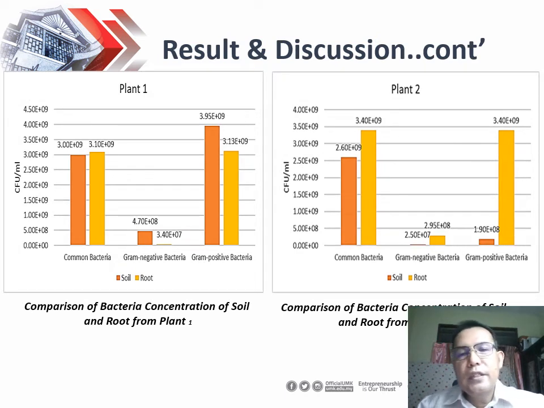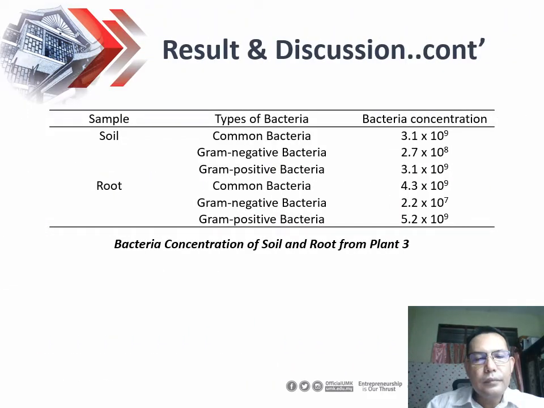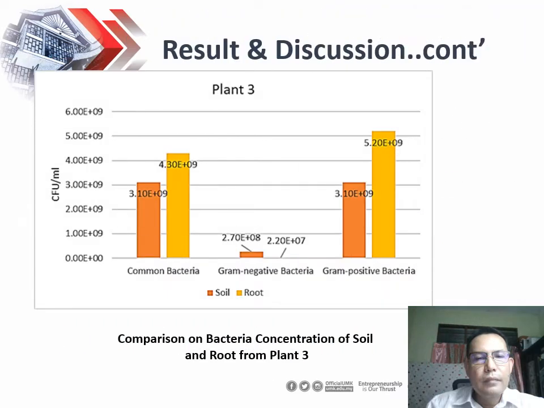Result and discussion continue. For comparison, the diagram shows the comparison of bacteria concentration of soil and roots from plant 1, and the comparison of bacteria concentration of soil and roots from plant 2. Next is the result for bacteria concentration of soil and roots from plant 3. Here is the comparison diagram for plant 3.